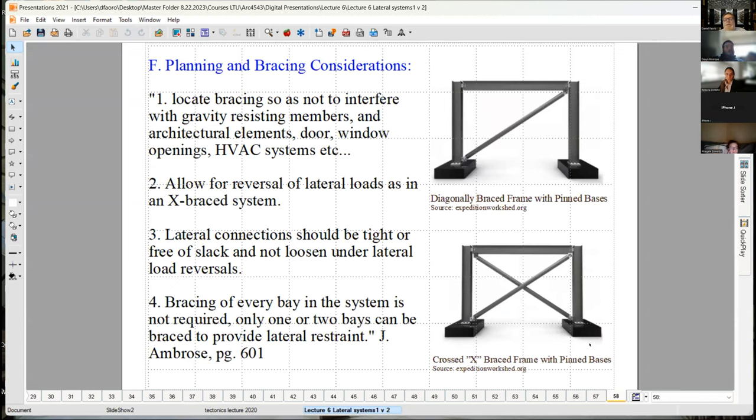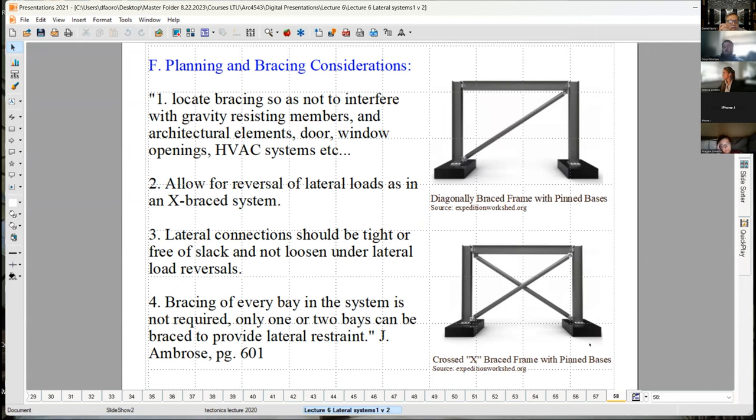Diagonal bracing looks something like this in most buildings. You can have a diagonal brace that's a simple, solid, single diagonal through the bay like you see there. Notice the pins, the connections are basically pin connections in this basic steel frame. They don't need to be rigid connections because the triangulation provides the stiffness.